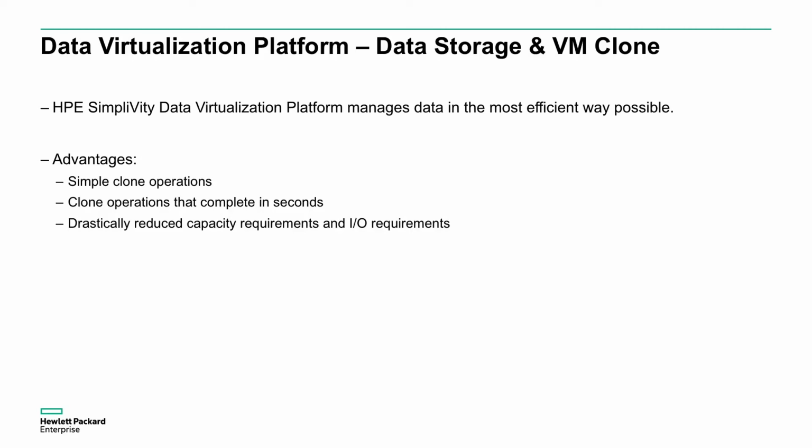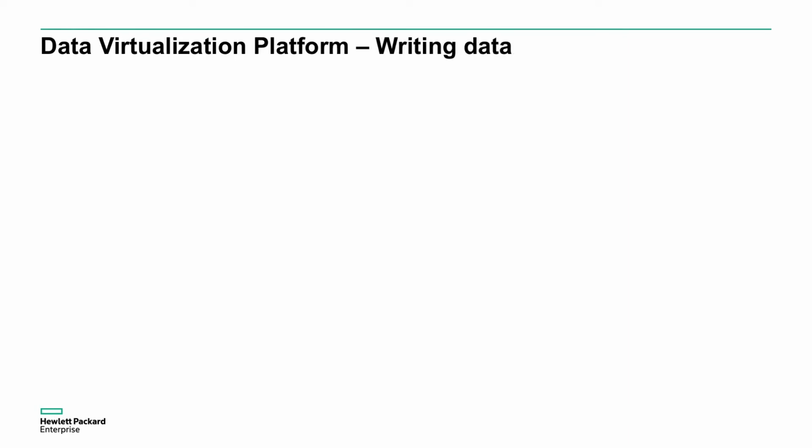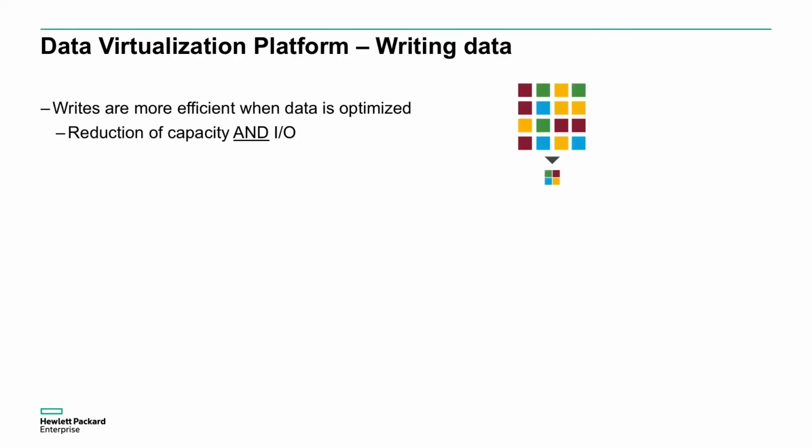This happens across all data within the HPE SimpliVity cluster, regardless of being a VM or backup, or which logical data store the VM is provisioned to. This makes cloning very easy and happens in just seconds. It also drastically reduces the capacity and I/O requirements required, even if you perform frequent cloning or backup operations. Of course, no data is completely static. Writes are always occurring. When writing data, the data virtualization platform also ensures that writes occur as efficiently as possible, and that the capacity and I/O are impacted as little as possible.